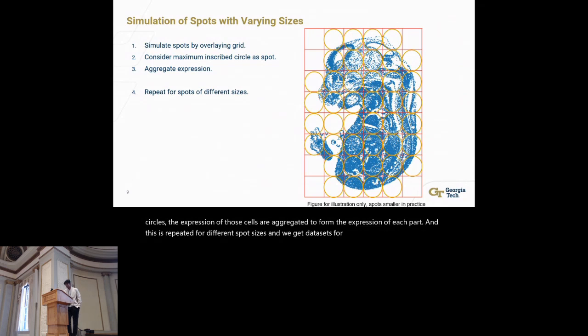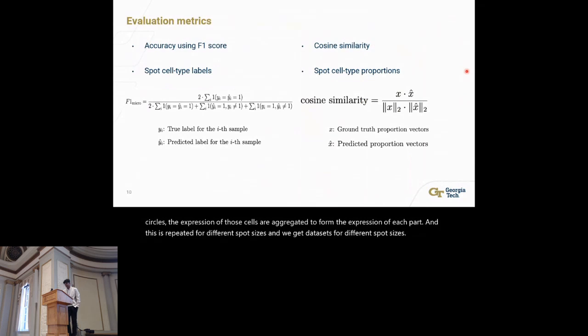So coming to how we evaluated these methods, we used the evaluation metrics that were used by the benchmarking papers previously mentioned. So for the label transfer task, we considered the F1 micro score. And for deconvolution, we considered cosine similarity.